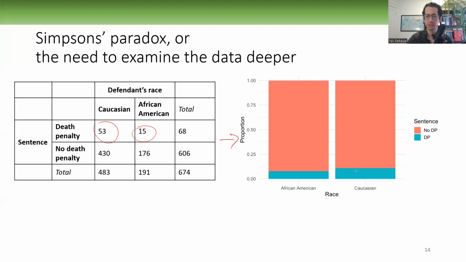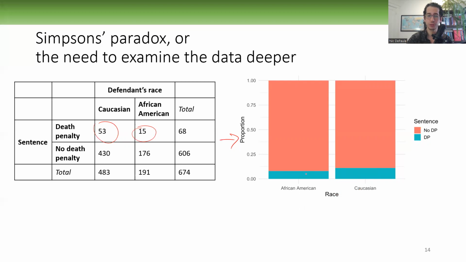And what we can see here is that it seems that Caucasians, in general, in relative terms, receive more death penalty than African Americans. It's not much, but it's some. It's about 24% of Caucasians receive a death penalty, whereas maybe 18% of African Americans receive the death penalty.